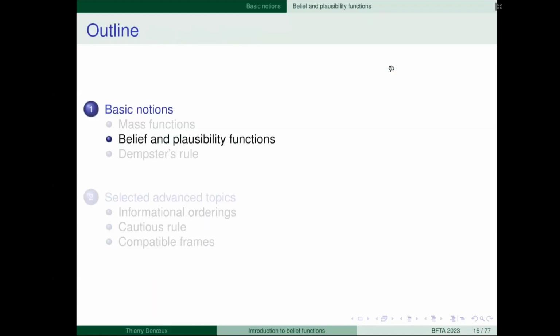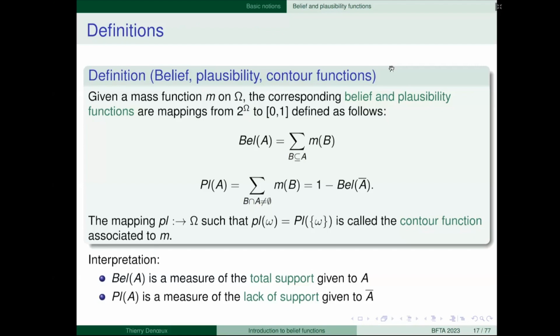Okay, then next we have the notions of belief and plausibility functions. So given a mass function m on omega, we define corresponding belief and plausibility functions as mappings from the power set of omega to [0,1], defined as follows. Bel of A is the sum of the masses m of B for all subsets B of A. Okay, so you sum up the masses given to all subsets B of A. And this is interpreted as a measure of the total support given by the evidence to set A, because if we know that the truth is in B and B is included in A, then we know the truth is in A.